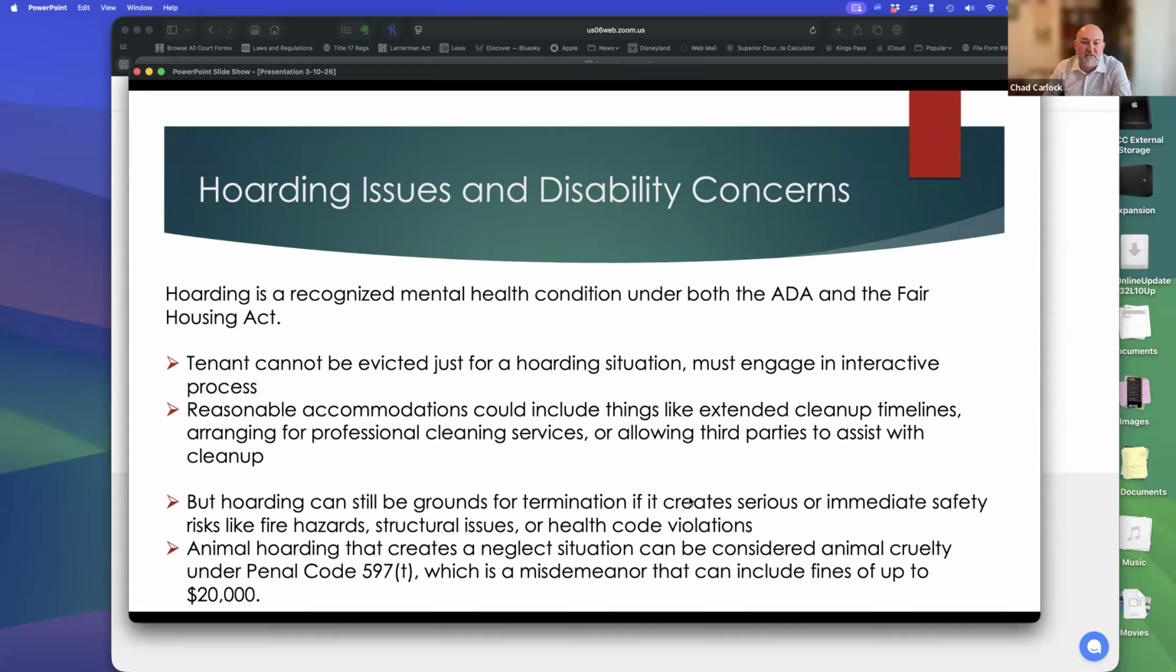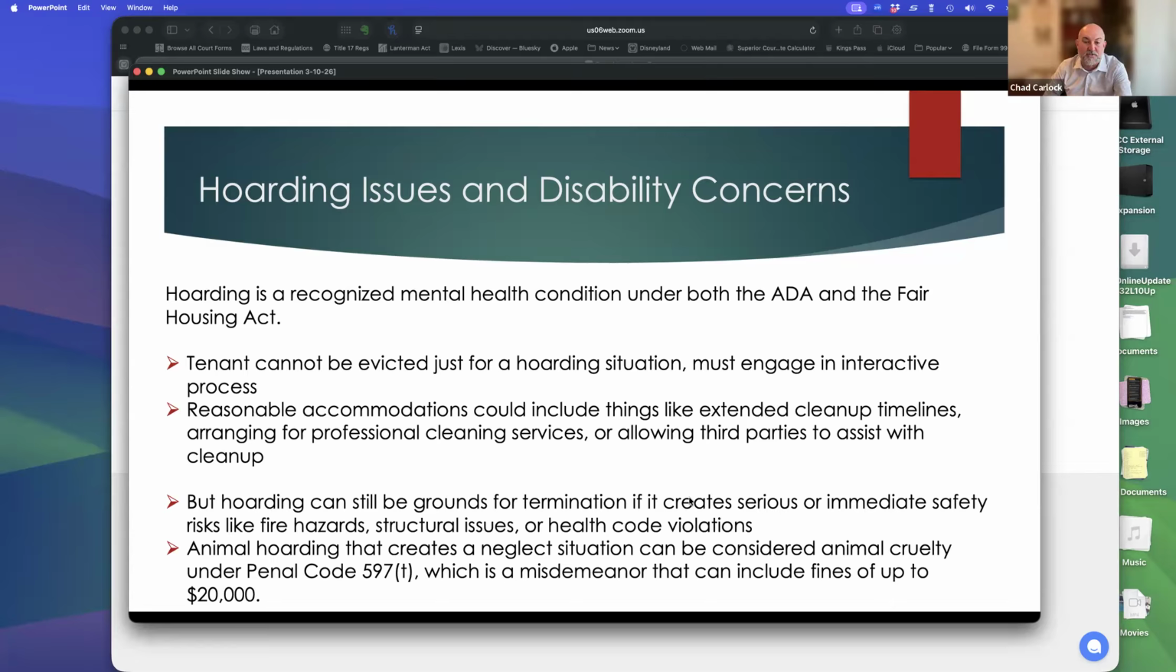Generally, the tenant cannot be evicted just for a hoarding situation. You have to discuss accommodations for that and engage in the interactive process. Those accommodations could include things like an extended cleanup timeline. If there's a trash situation out in front, generally, say you give the tenant notice, you say, hey, I'm giving you 30 days to clean up your front porch. If there's a hoarding situation, you may be required to be more flexible on those timelines. Give them more time to complete the cleanup.